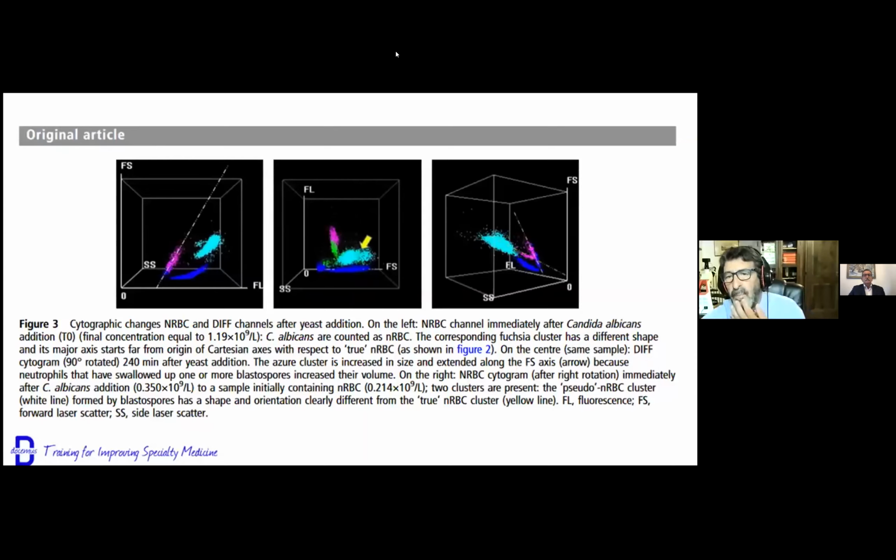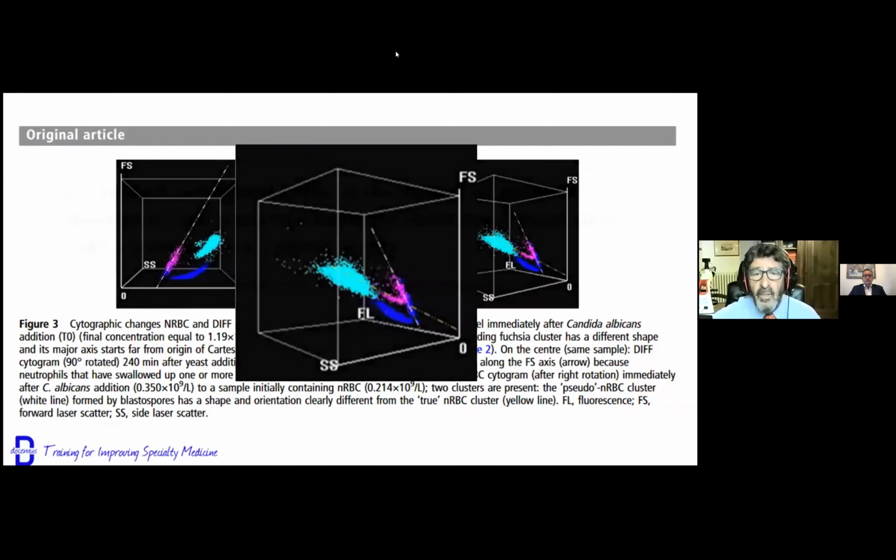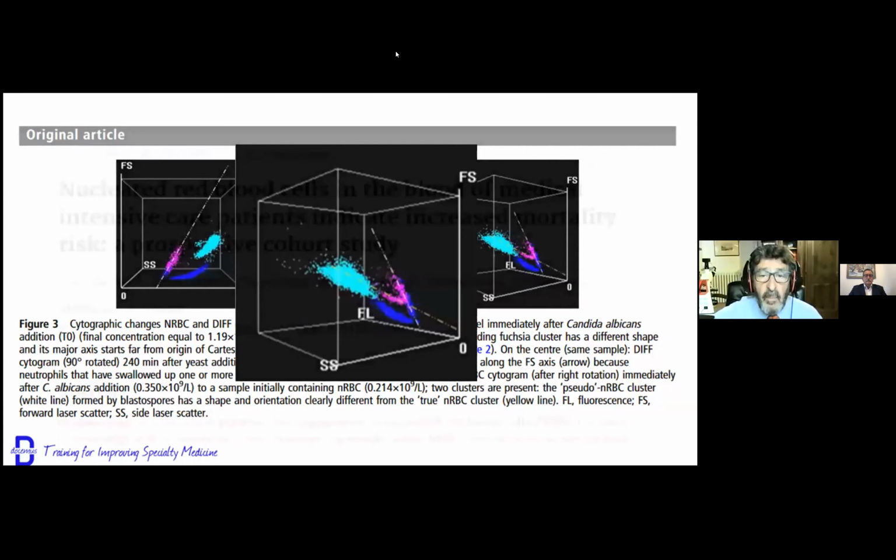Well, the different spatial orientation of the fuchsia cluster is of great diagnostic significance, and it allows to maintain the diagnostic result for Candida sepsis, even when samples show the presence of the real NRBC, as in the sample containing both true and pseudo NRBC, namely Candida blastospore, so that we can see that in this peripheral blood there are two abnormal situations, one deriving from true erythroblasts, and the other one, the presence of pseudo NRBC deriving from Candida blastospores.